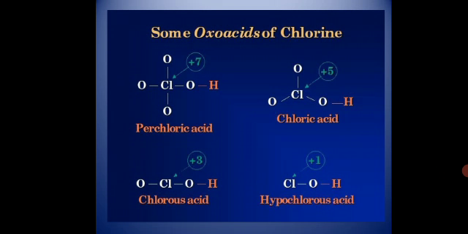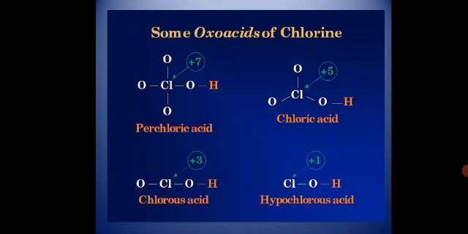Among the perhalic acids, we have perchloric acid, HClO4, periodic acid, HIO4, and perbromic acid, HBrO4. So the salts of perhalic acids are called perhalates. They are also strong oxidizing agents, and their oxidizing power follows the order: ClO4 minus is less than BrO4 minus, and BrO4 minus is greater than IO4 minus.